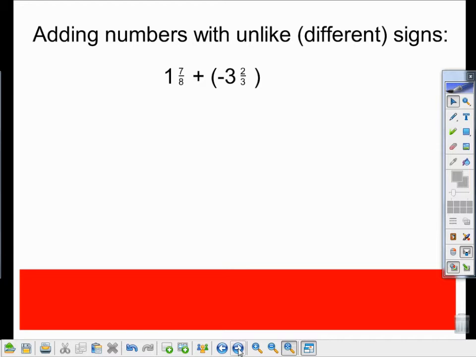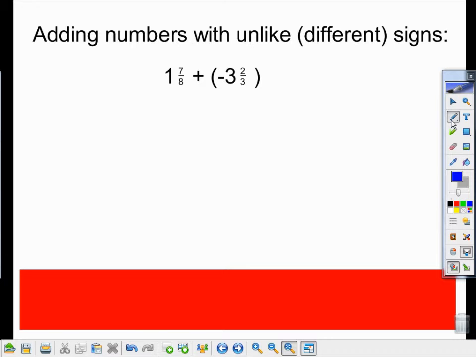Now, adding numbers with unlike or different signs. Here right away we have a rather complex problem, simply because we're dealing with mixed numbers and with fractions with different denominators. So for that reason, we have to get common denominators. Now how do we do that? Well, we want to find the least common denominator.